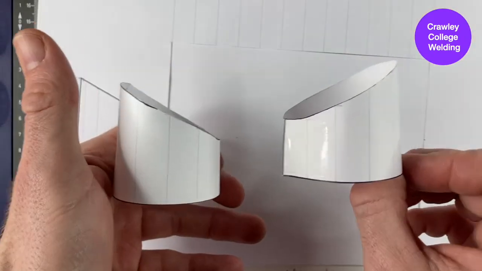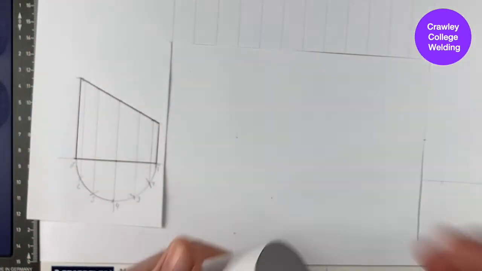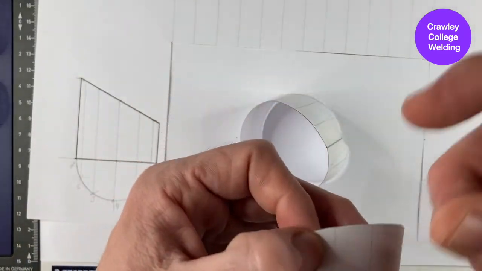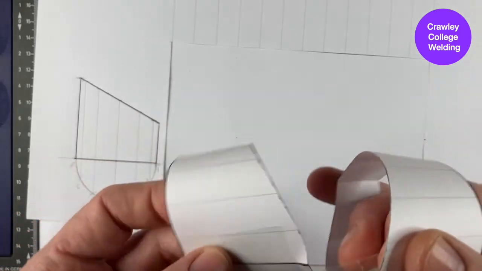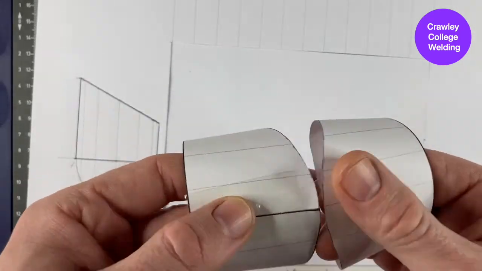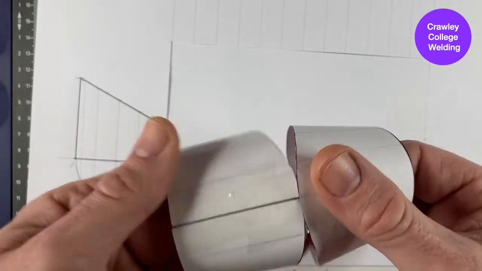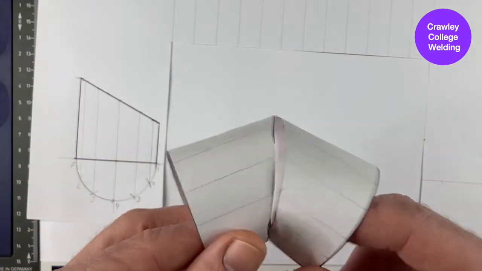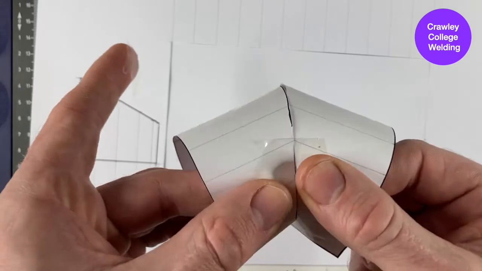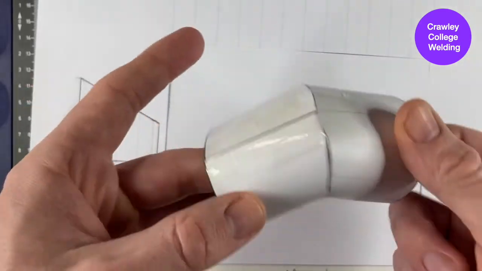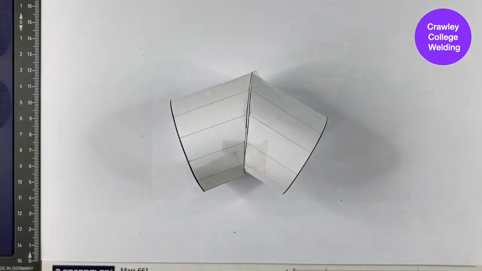Once these are fully formed, they should be the same as each other, only with the joins on opposite sides. When joining the two pieces together, try and line up the division lines with each other so that it is assembled correctly. Once your two pieces are joined together, you have completed this task.